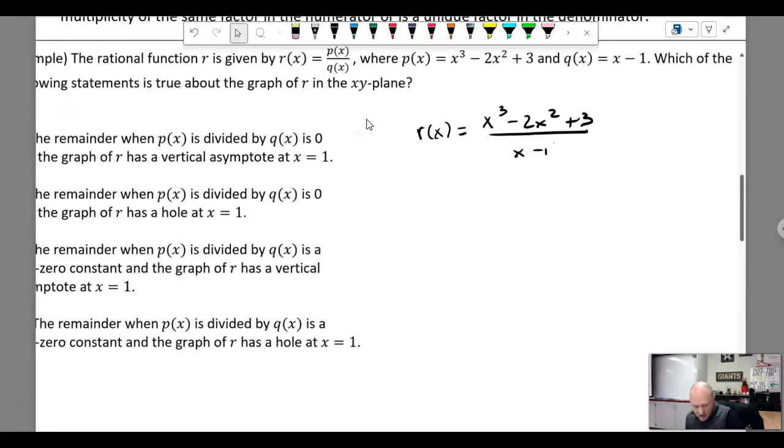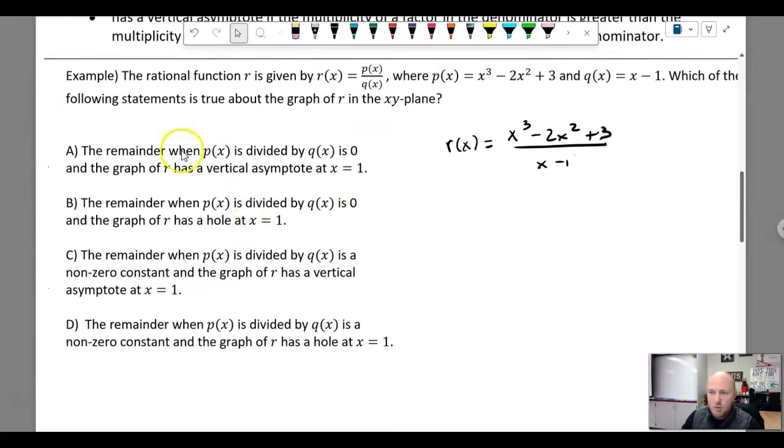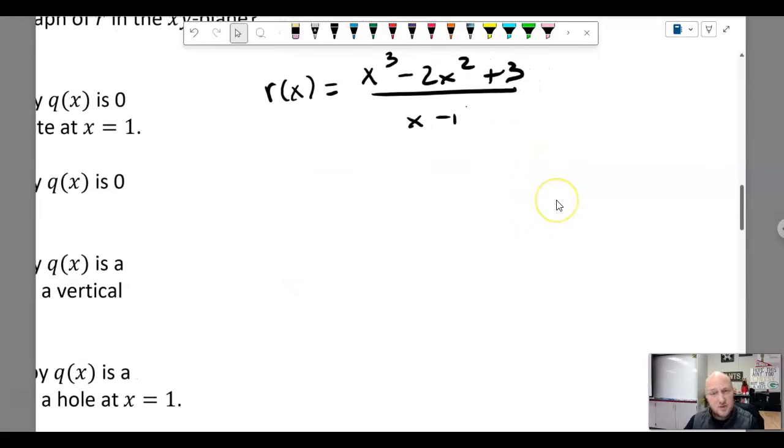Okay, so they say which is true, and when you look at this, you might look at your answers. They say when it's divided, you have a vertical asymptote, you have a hole. I mean, I don't know. Well, the clue is divided. I'm going to have to use long division. That's what this lesson's about.